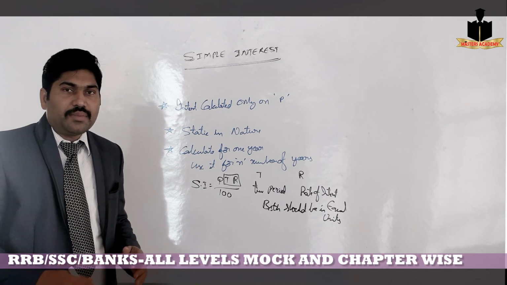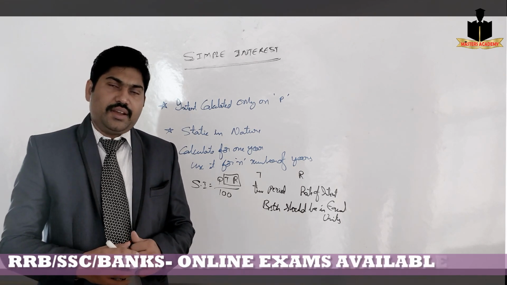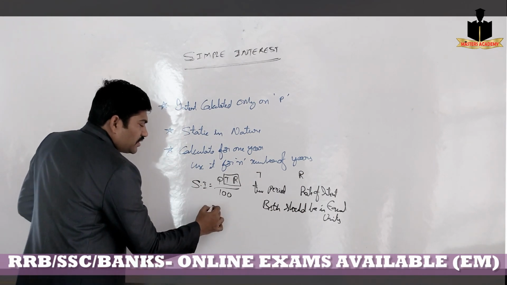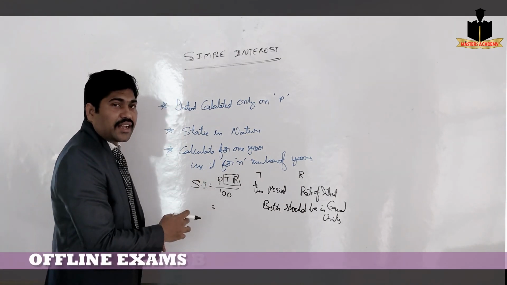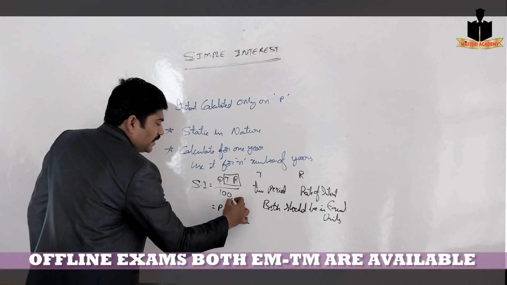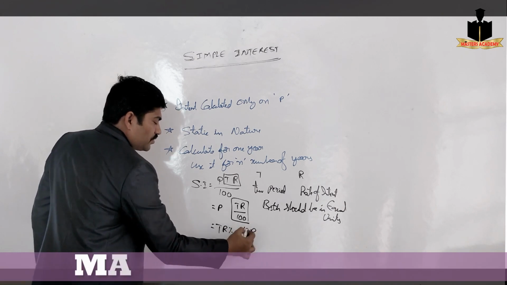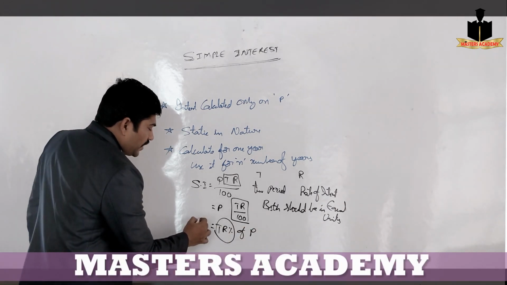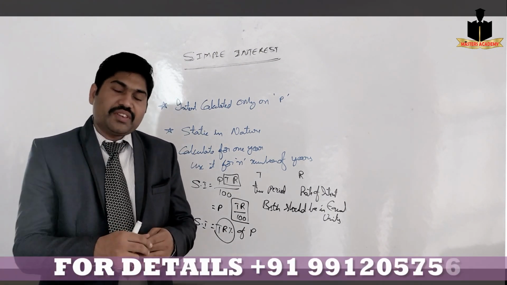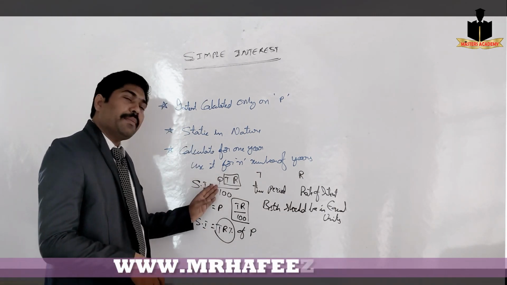If we don't want a formula, we can even depend on the concept of simple interest. The concept is very simple. I will just split the formula so that you can understand it. P times TR by 100. TR by 100 can be written as TR percent of P. So simple interest purely depends on the time period as well as rate of interest. If you know them, it is very easy to calculate the simple interest rather than implementing the formula.